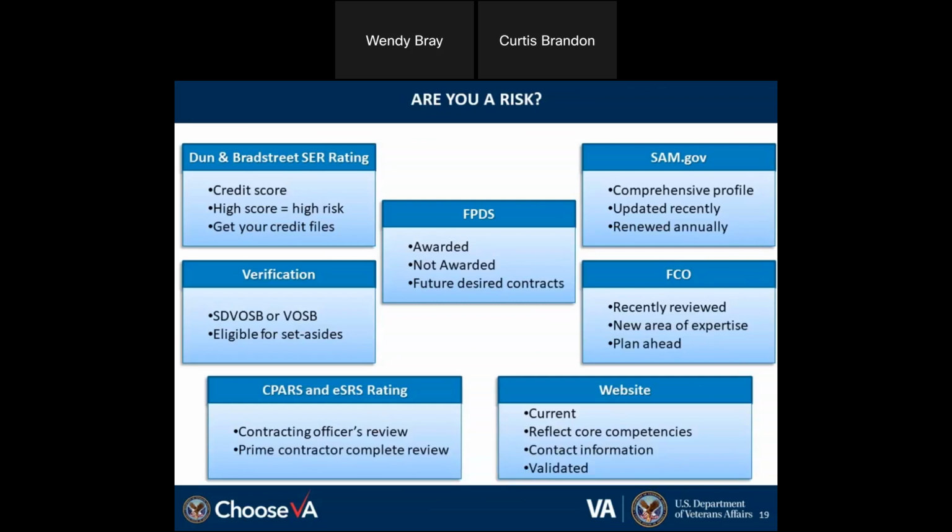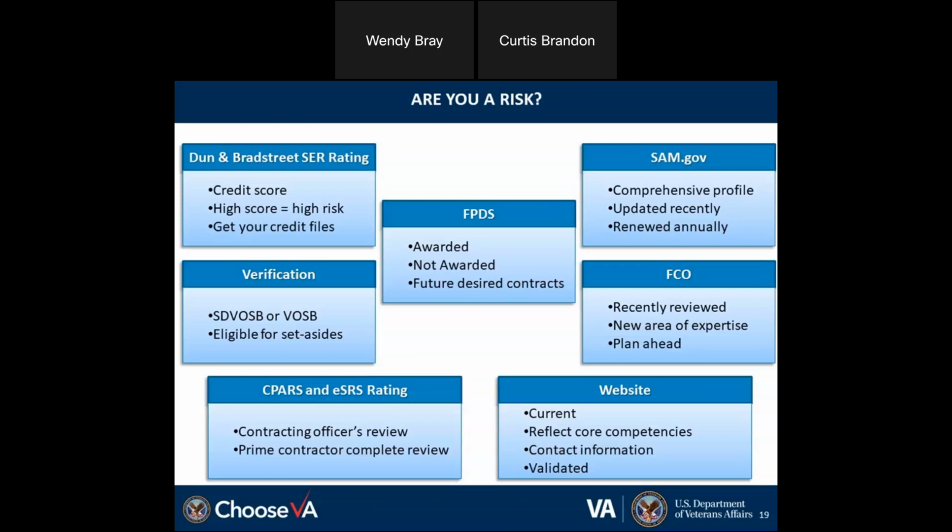Looking at Dun and Bradstreet, the SIR rating, like I said before, the higher the number, the higher the risk. So you want to definitely be looking at your business credit file, your verifications. I have mentioned on here SDVOSB or VOSB, and also eligibility for those set-asides, for FPDS, awarded, not awarded, future desired contracts, as well as, like, your website.